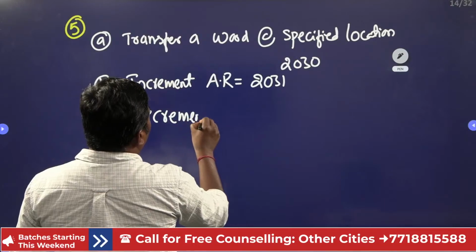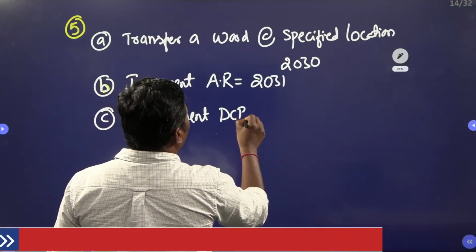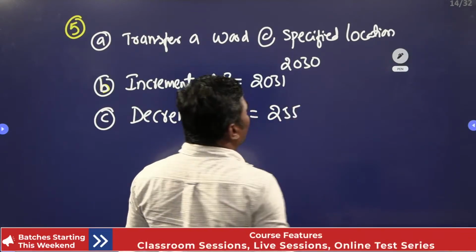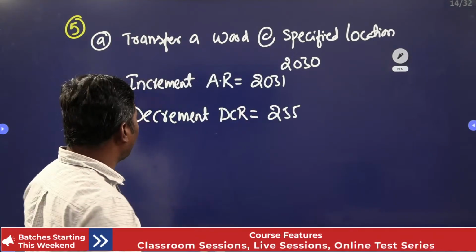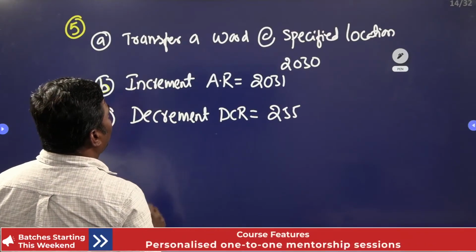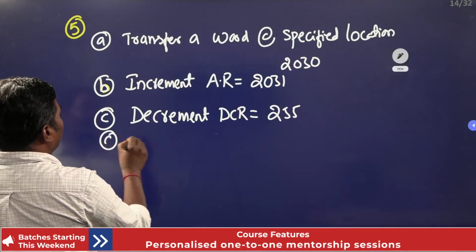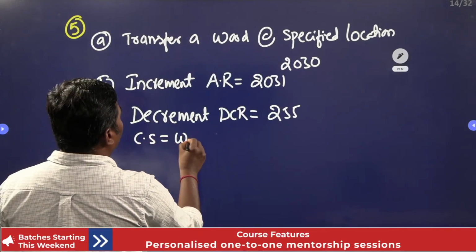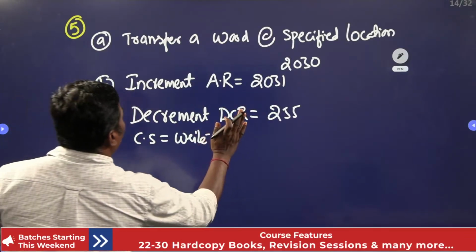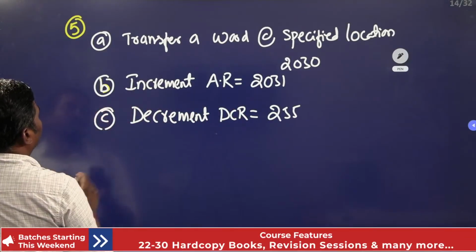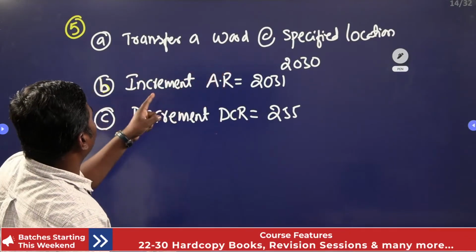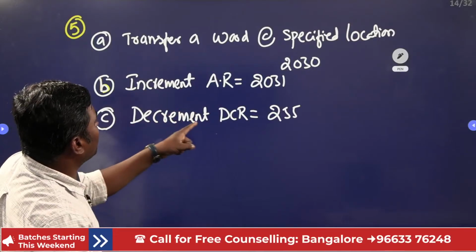Step C: decrement the data count register. One word is already transferred, so 256 becomes 255. Now the control signal is the write signal; we are writing only, so that is not required. The steps can repeat. I transferred one word, incremented the address register, and decremented the data count register.